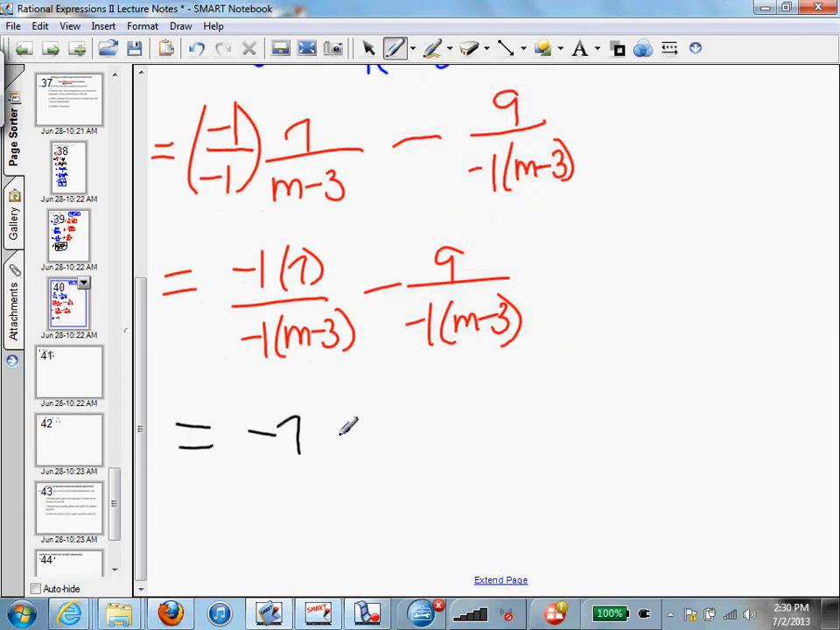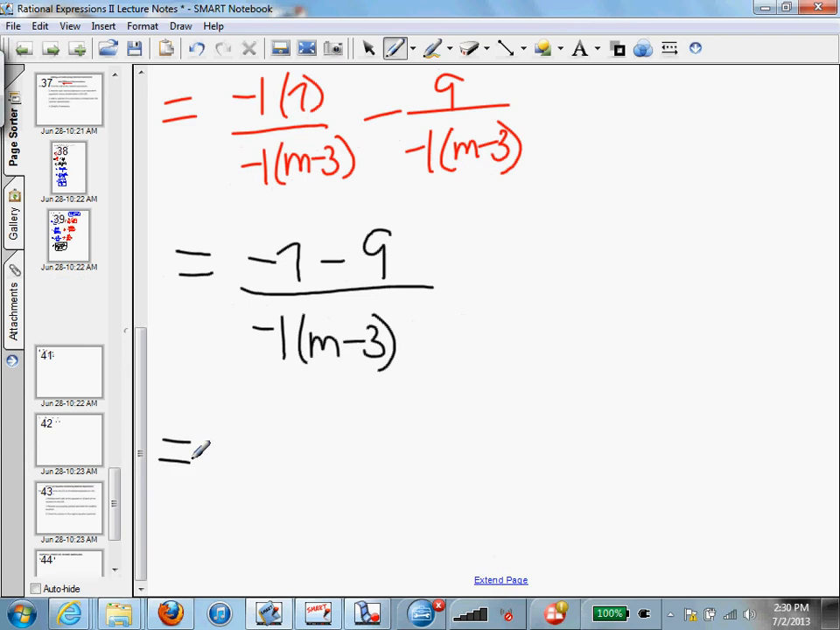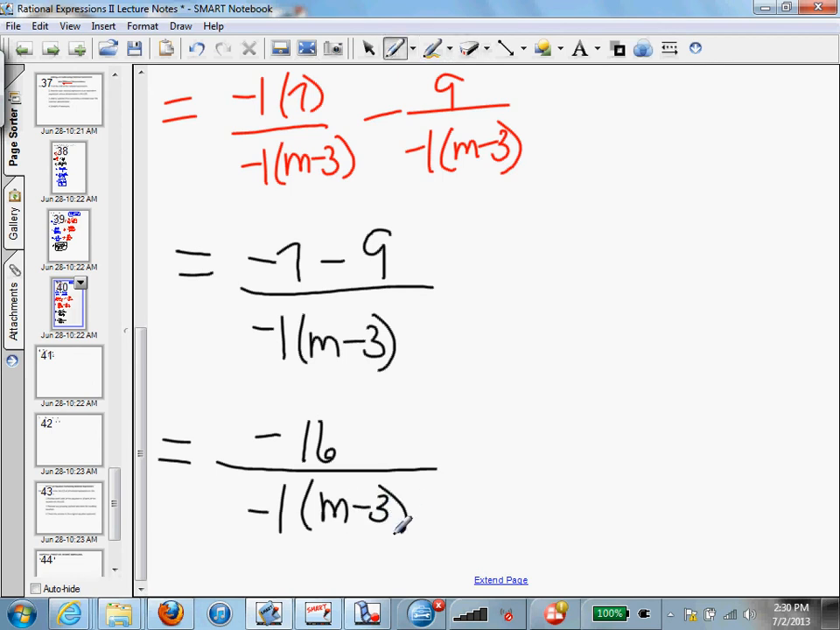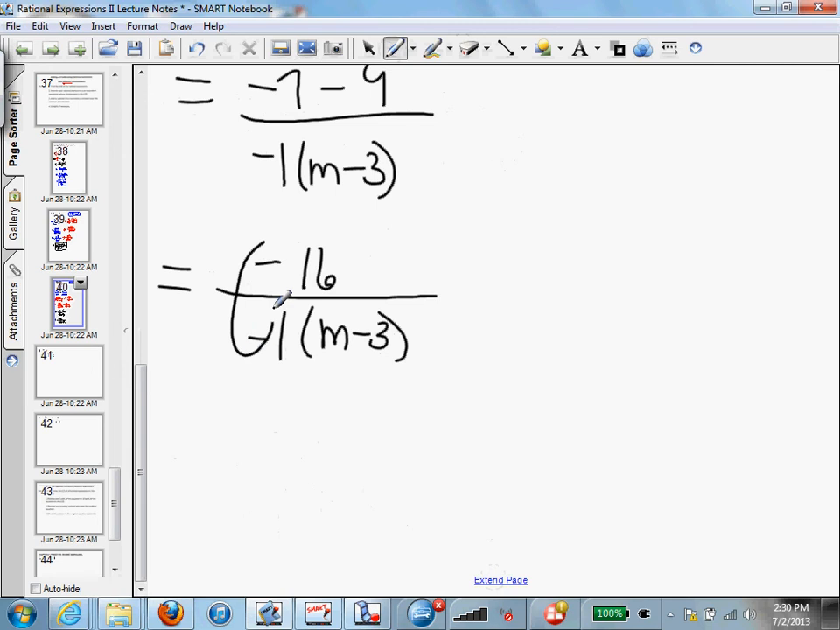Okay, let's simplify. We have negative 7 minus 9, because we just bring them together, and negative 1 times m minus 3. Doing our last step, negative 7 minus 9 is going to give us a negative 16 on top, with our negative 1 times the quantity m minus 3 on bottom. Notice that these negatives can cancel out, just giving us a positive 16 over what eventually can become an m minus 3.